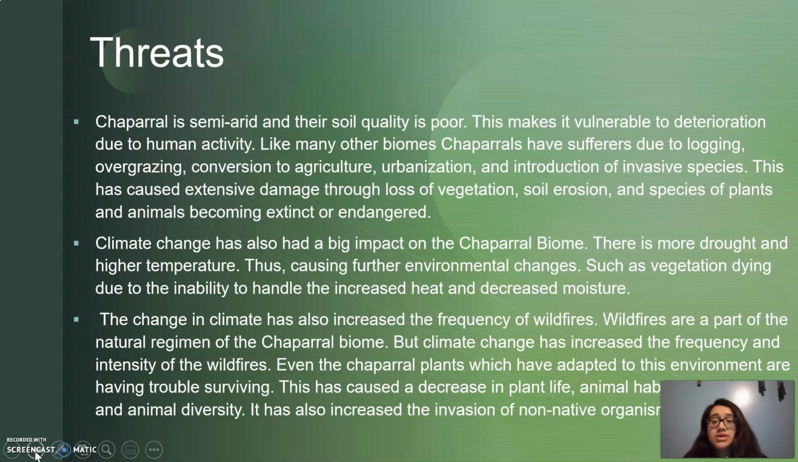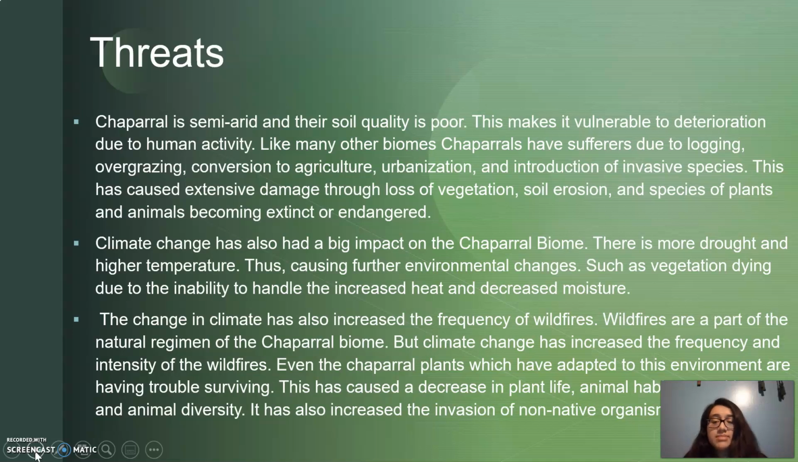Climate change also has a big impact on the chaparral biome. There is more drought and higher temperatures, thus causing further environmental changes, such as vegetation dying due to their inability to be able to handle the increase in heat and the decrease in moisture. Even though they're adapted for this, they are not. The changes are happening so fast that they are not able to handle it anymore.